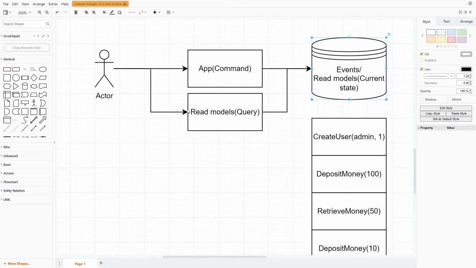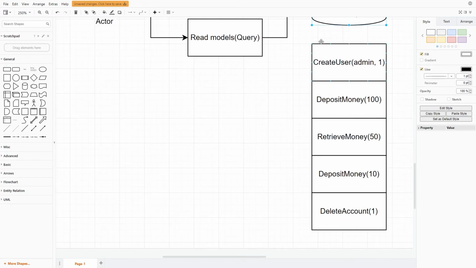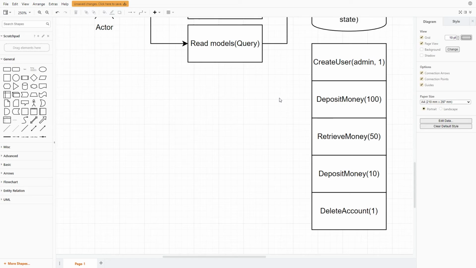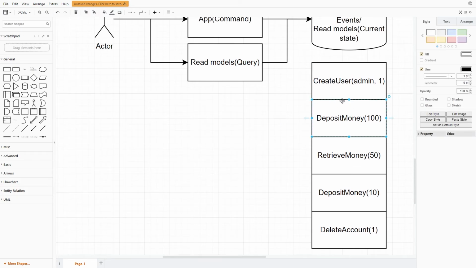The only thing that we need to supply to our users here is that our program is working and our program works fast. However, how can we get the last state of our application if we have those events? Well, you can say we can apply all of those events, so create user, deposit money, retrieve money, deposit, delete account, and all that stuff.